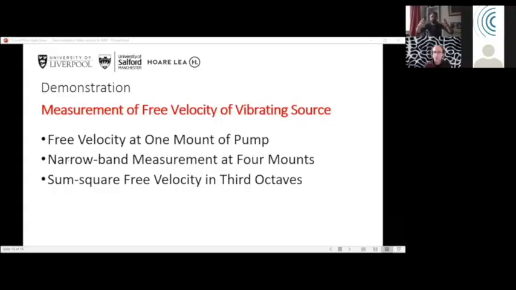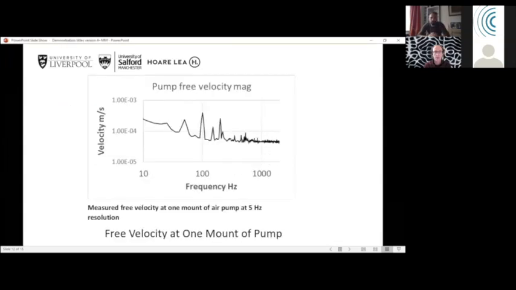Yeah, I can talk about the video again. The video was just showing the measurement of free velocity on bungee cords. You could see as the pump was running, as it first fired up, it kicked to one side, but then it went into stable operation. And for that case, you could get a fairly good measure of the free velocity.